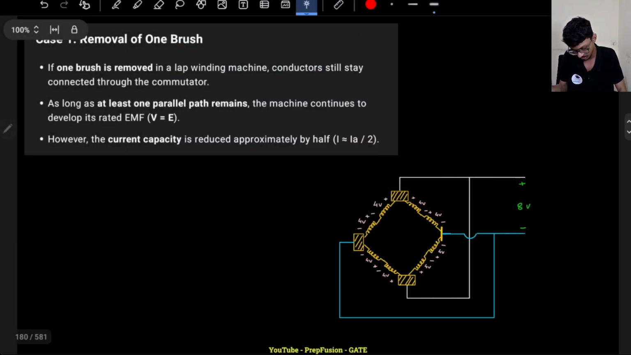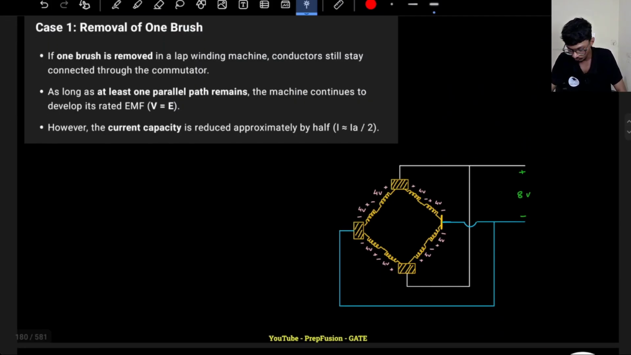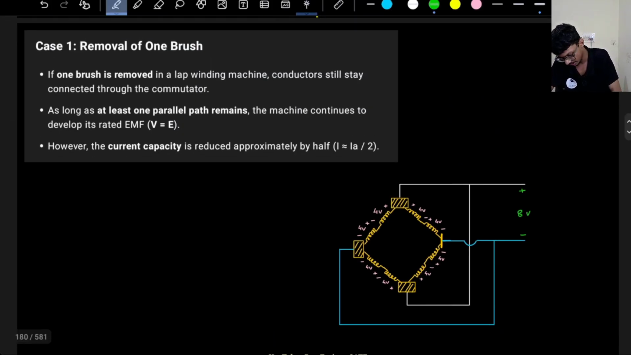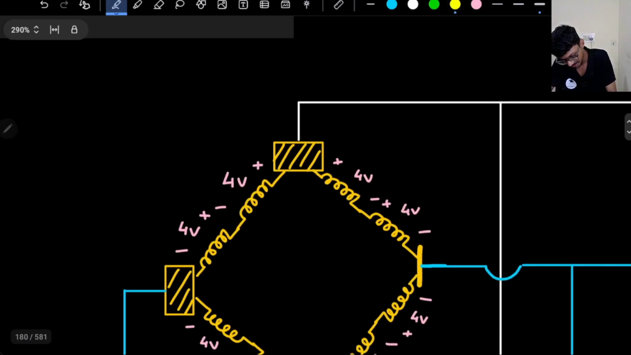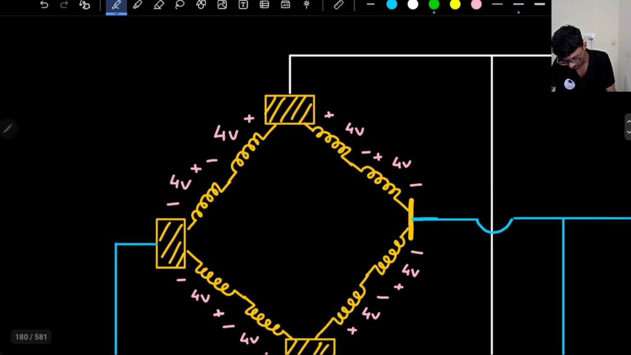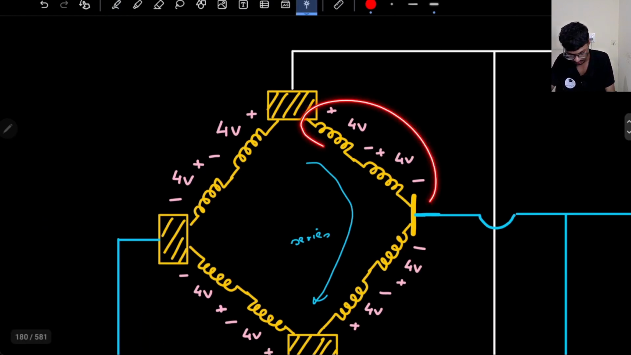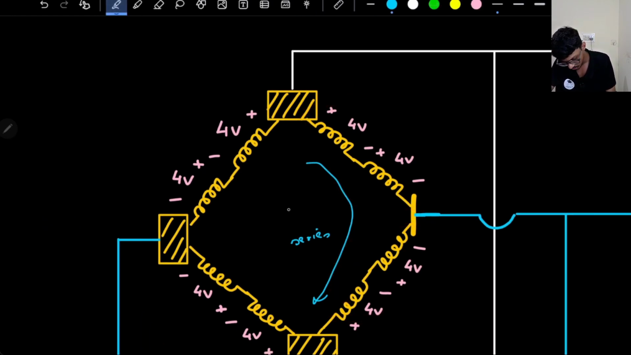So let me go through it over again. If one of the brushes is removed, what will happen? Again, same thing, right? Let's say each coil has resistance RC, RC, RC. So all these 4 coils will be in series. What is the induced voltage overall? I see this voltage and this voltage are cancelling each other out, since voltages in series are added. So voltage is 0 and the resistance is RC, RC, RC, RC.